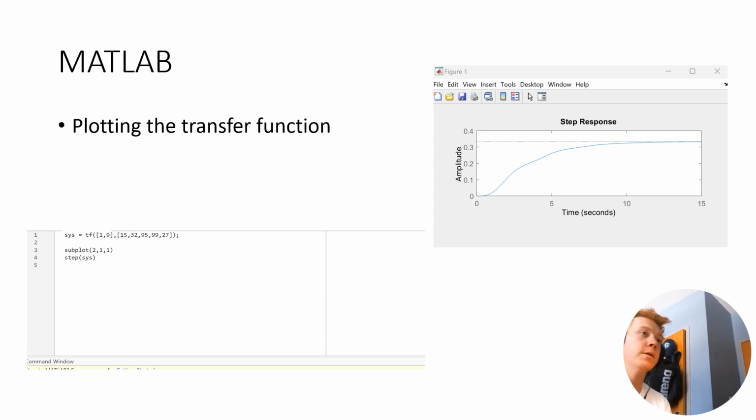I also was able to plot it in the same amplitude and time as the next two graphs. As you can see, there's two little divots and one bump, and then it proceeds to flatten out right around 0.32.